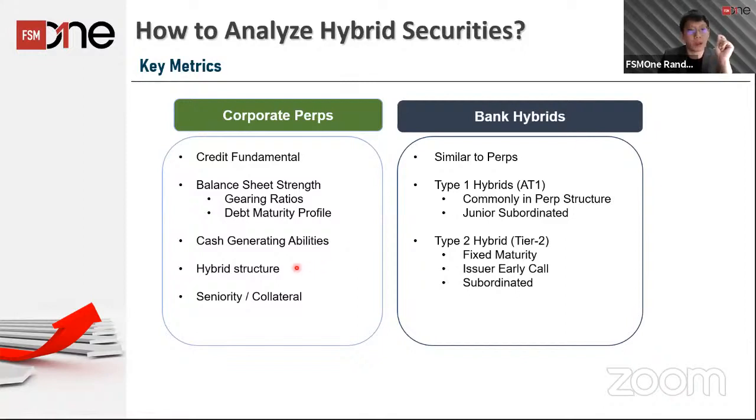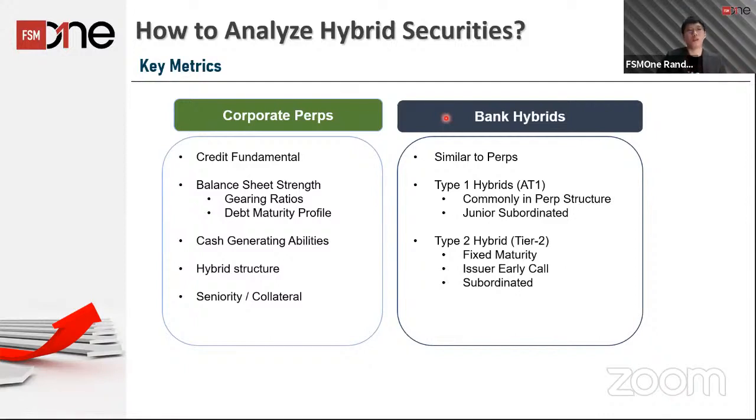Okay, and we can also deep dive into the hybrid structure of the bond, meaning whether the bond has a deferral interest payment option and whether this option is on a cumulative or non-cumulative basis. You have to be really clear on the bond that you are considering. Sometimes the seniority and the collateral can be another consideration as well. For bank sub bonds, the analysis is similar to corporate perpetual bonds.